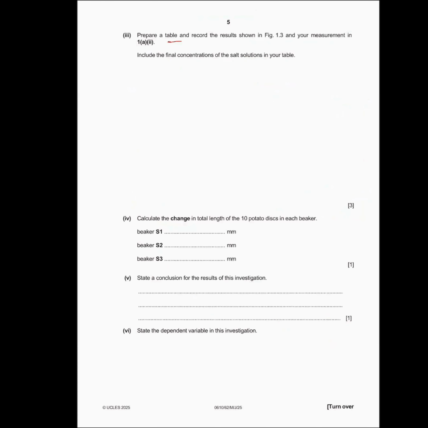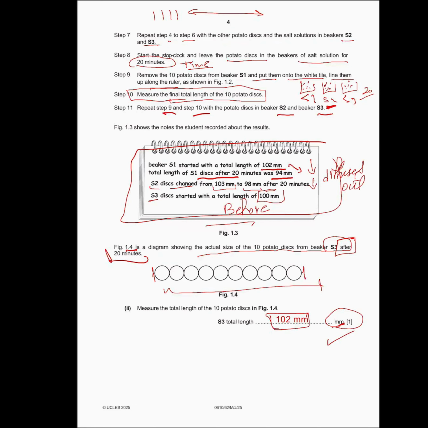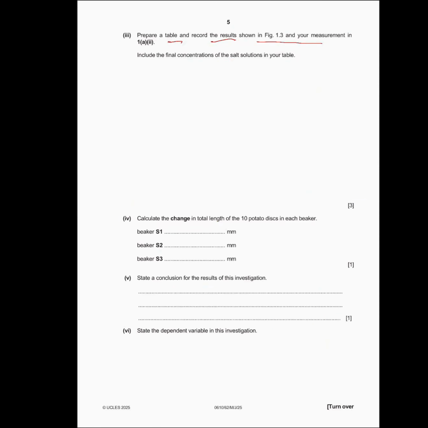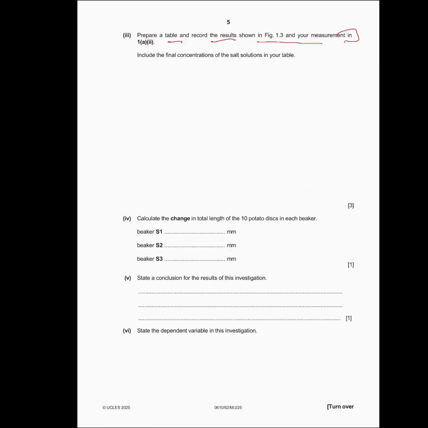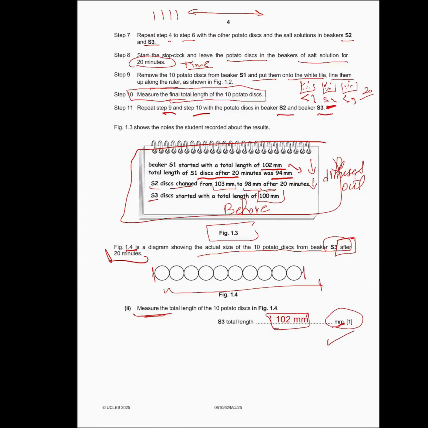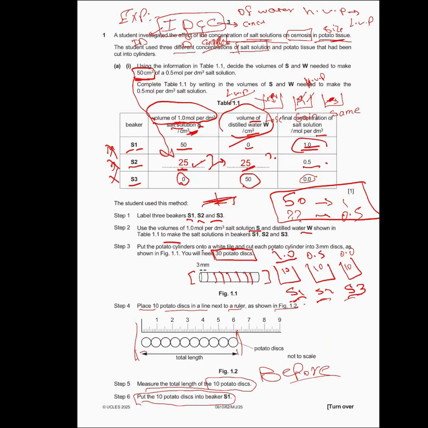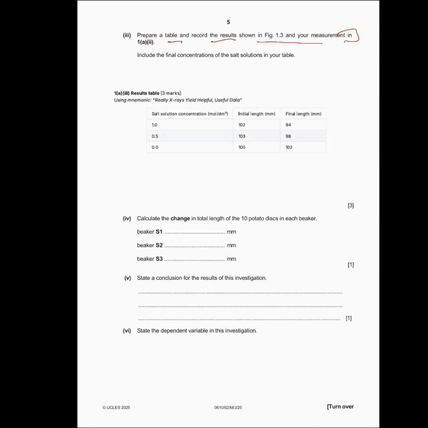Next, prepare a table and record the result shown in the 1.3, this figure, and measurement, which is this measurement. Include the final concentration of the salt solution in your table. Okay, first of all, we have the length before, we have the length after, we have the concentration from here. That's it. You finished your table. When you design your table, the table will be like this.